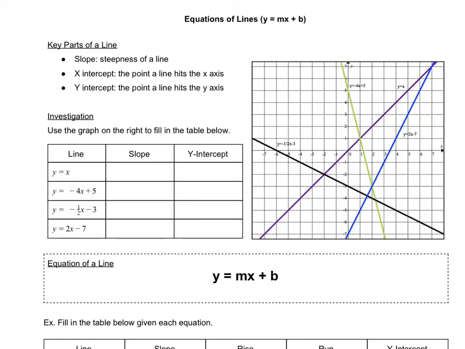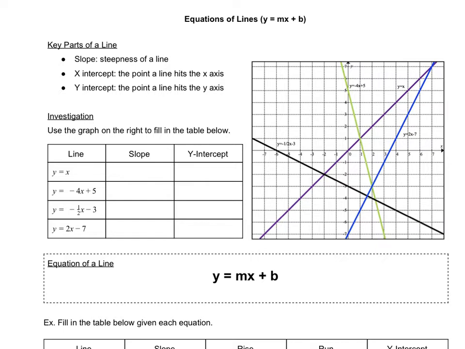In this video, we're going to look at the equation of the line and what it tells us. Before we get into that, we're going to do a little investigation and look at some definitions. We already know that the slope is the steepness of a line. The x-intercept is the point a line hits the x-axis, and likewise the y-intercept is the point where the line hits the y-axis.